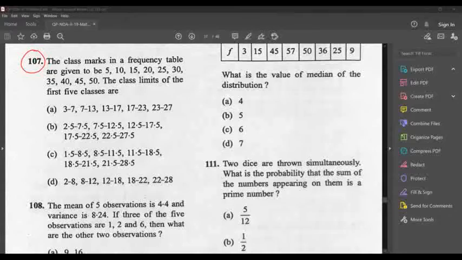Class marks on a frequency table are given to be 5, 10, 15, 20, 25, 30, 35, 40, 45, 50. So they have given class marks. Class limits of the 5 classes you have to find out. Okay, class marks of the frequency table are given. You have to find out the class limits. Very easy question now. All of you, please try.